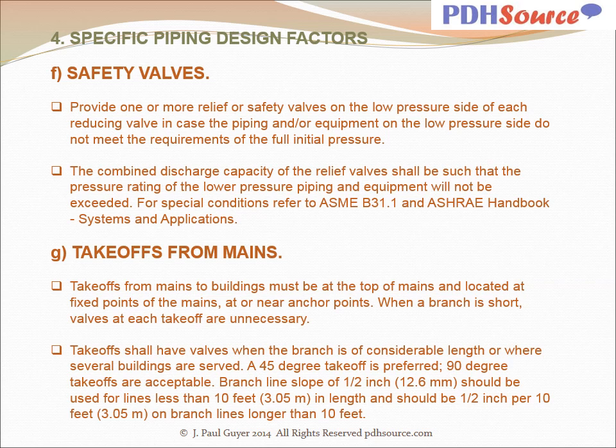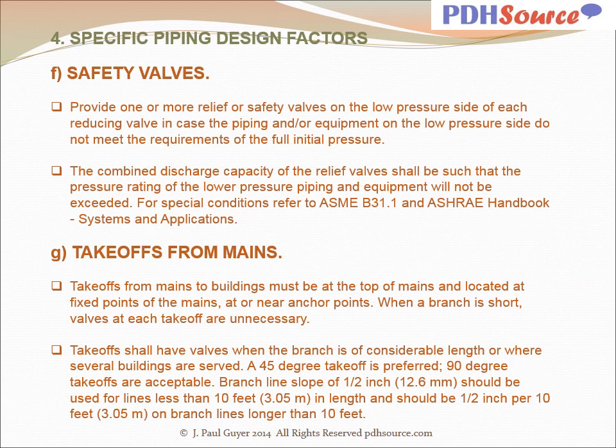Provide one or more relief or safety valves on the low pressure side of each reducing valve in case the piping and/or equipment on the low pressure side do not meet the requirements of the full initial pressure. The combined discharge capacity of the relief valves shall be such that the pressure rating of the lower pressure piping and equipment will not be exceeded. For special conditions, refer to ASME B31.1 and ASHRAE Handbook, Systems and Applications.